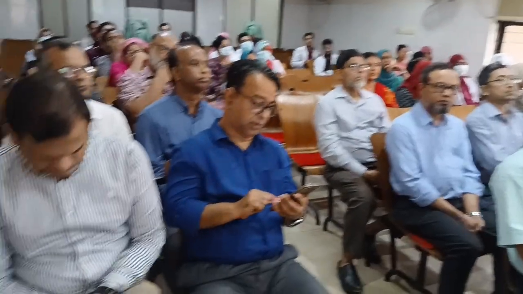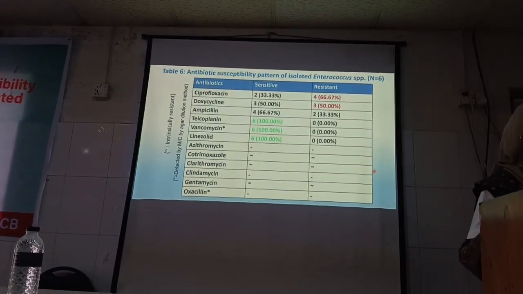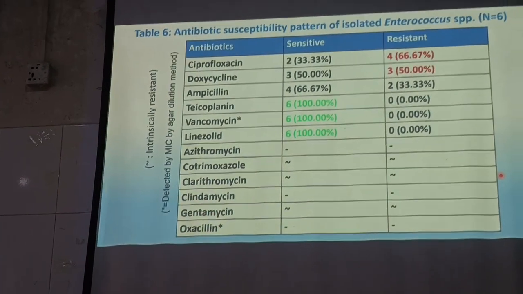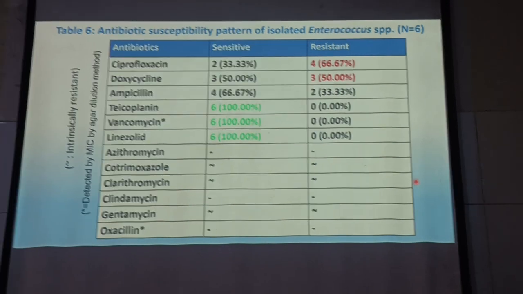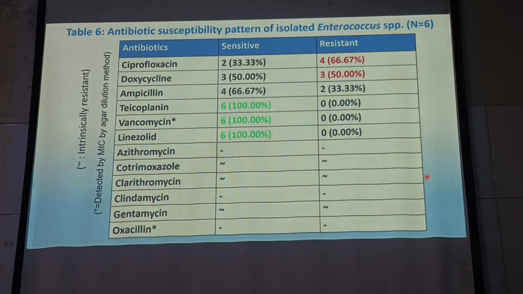Table 6 shows the antibiotic susceptibility pattern of isolated Enterococcus species. Enterococcus species are 50 to 66% resistant to ciprofloxacin and doxycycline, 33 to 50% sensitive to these antibiotics, 66% sensitive to ampicillin, and 100% sensitive to teicoplanin, vancomycin and linezolid. Azithromycin, co-trimoxazole, clarithromycin, clindamycin, gentamicin and oxacillin were not tested because they are intrinsically resistant to these antibiotics.